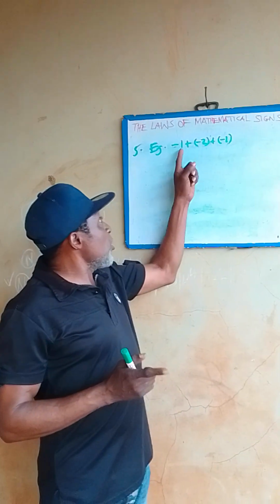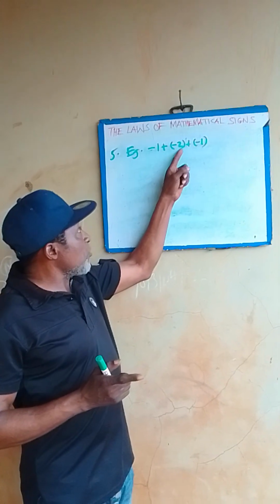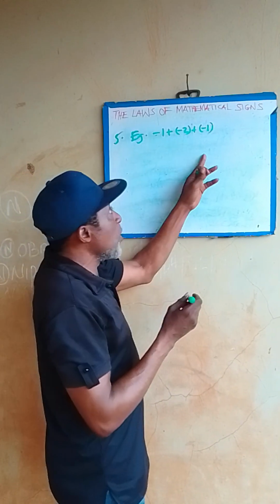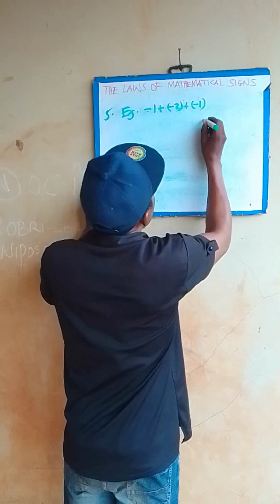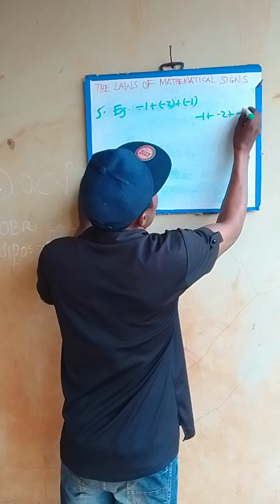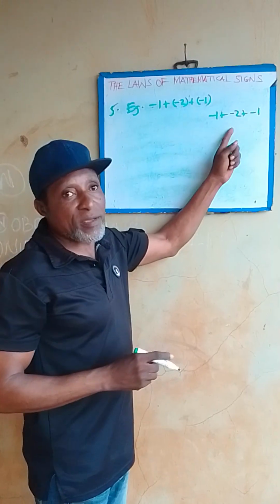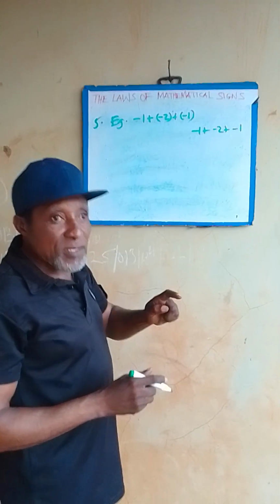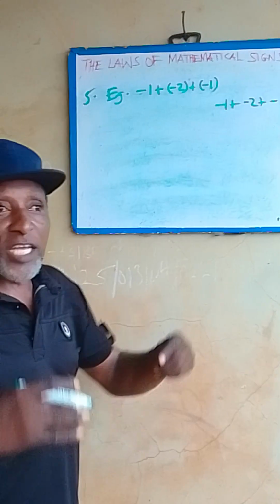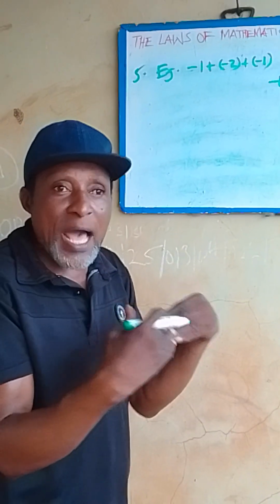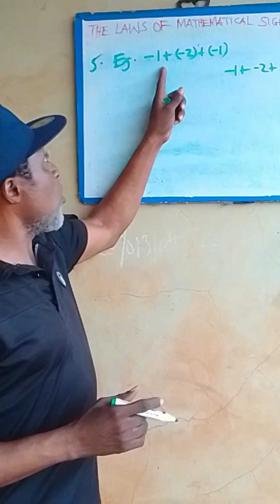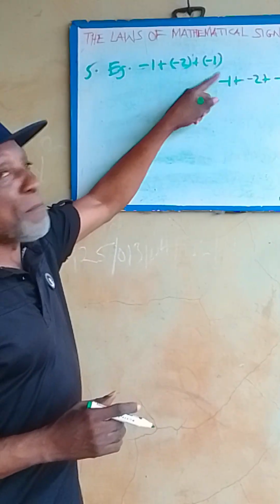Like in this case, minus 1 plus minus 2 plus minus 1. It will be wrong for you to write it this way, minus 1 plus minus 2 plus minus 1. So the better form for you to write when you are adding minus numbers is to separate the two signs, the plus and minus, with a parenthesis, with brackets. Like you can see in this case, minus 1 plus minus 2 plus minus 1.